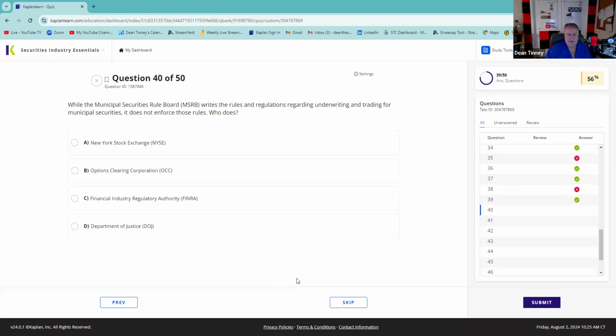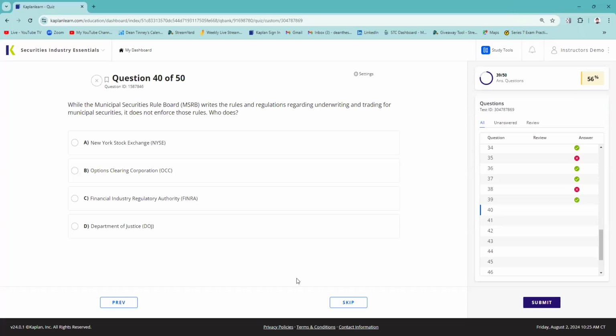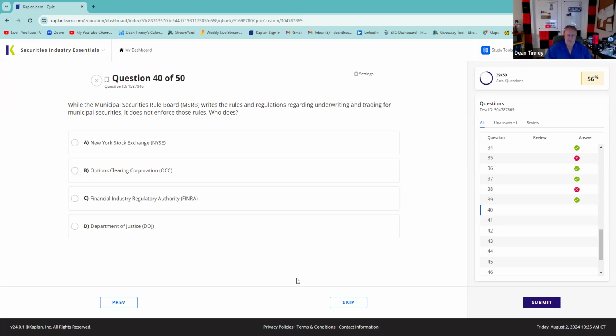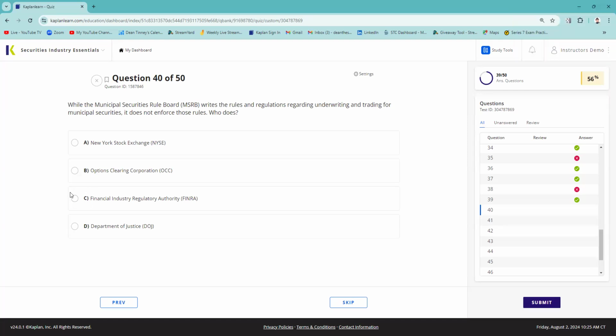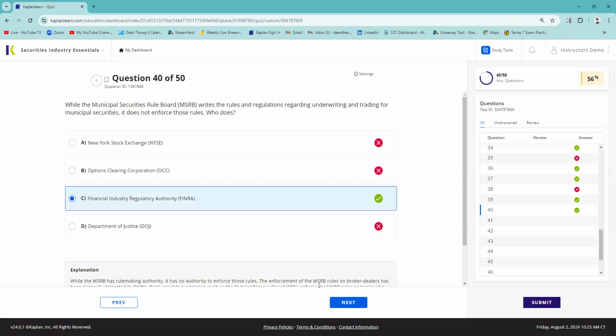I should have had the MSRB. The MSRB writes rules and regs regarding underwriting and trading for municipal securities, but it does not enforce those rules. So who does? Who enforces MSRB rule G-20, the maximum gift or gratuity rule of $100, or rule G-37, which says you can't give more than $250 to a campaign for somebody you can vote for? It must be FINRA. Yes, that's exactly right. It's a self-regulatory organization, SRO. FINRA is an SRO. So that's definitely right.